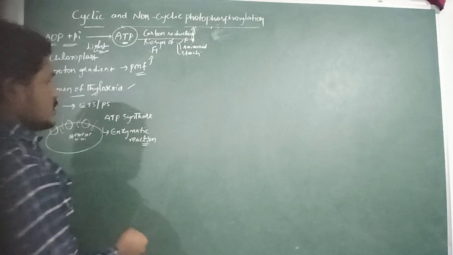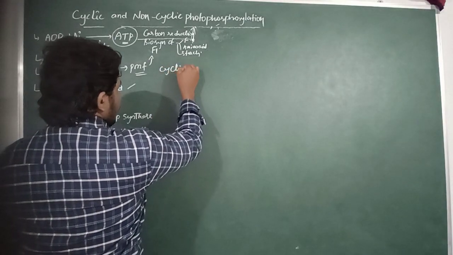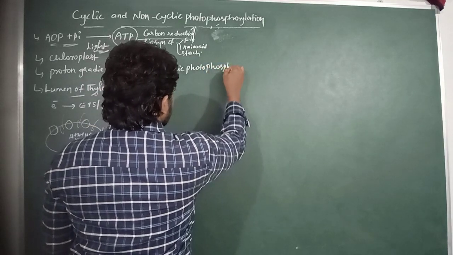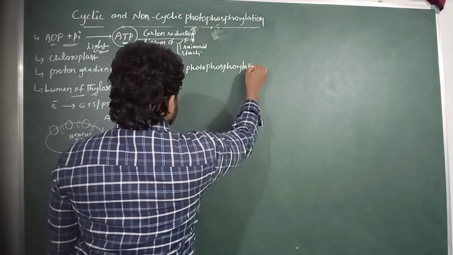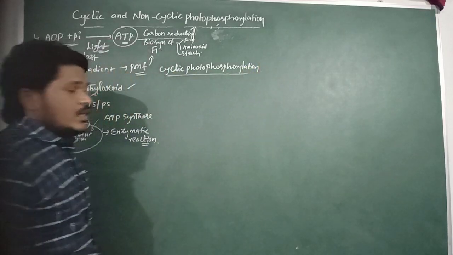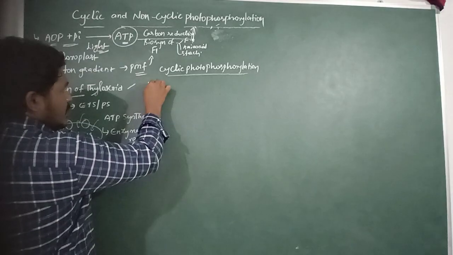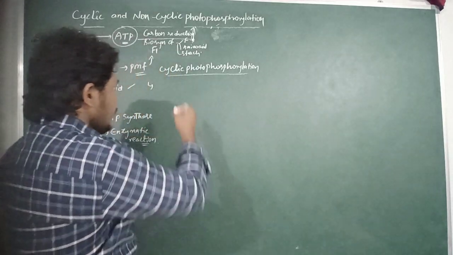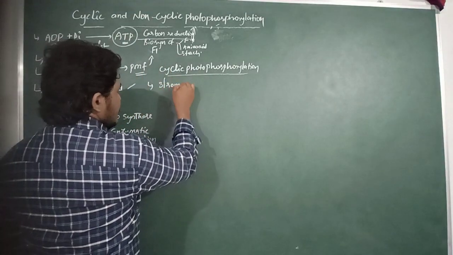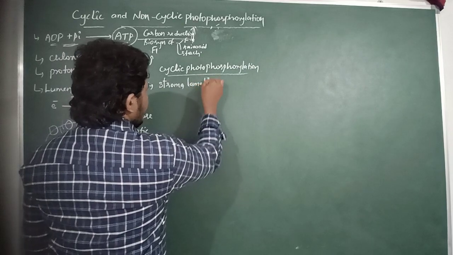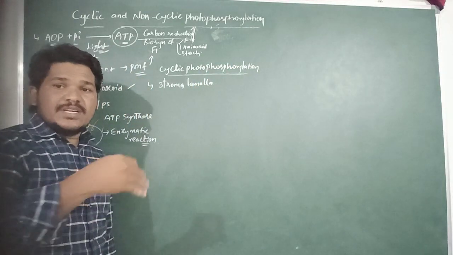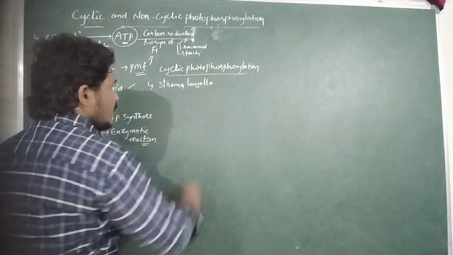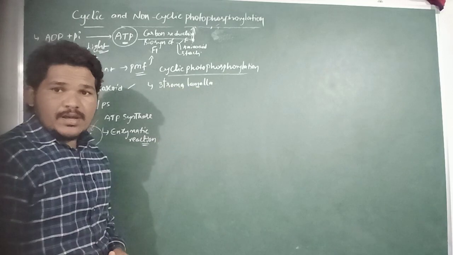Coming to cyclic photophosphorylation. Cyclic photophosphorylation occurs in the stroma lamella, or the non-appressed regions of thylakoid membranes.